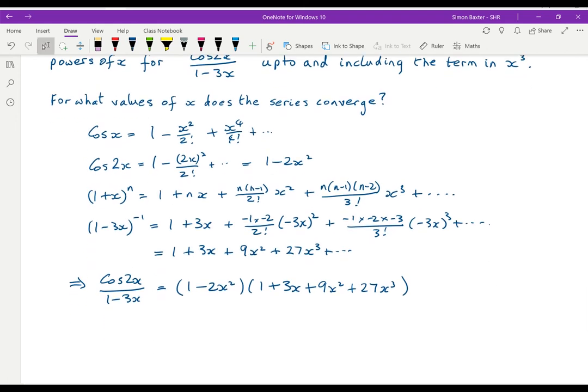And if we work that out, we get 1 times 1, 1 times 3x, and then my x squared term is going to be minus 2x squared plus 9x squared, which is plus 7x squared. And the x cubed term is going to be minus 2x squared times 3x, minus 6x cubed, plus 27x cubed, which is going to be plus 21x cubed. Up to x cubed.